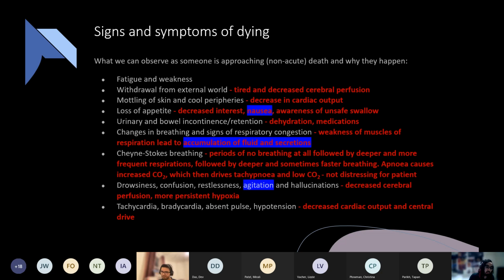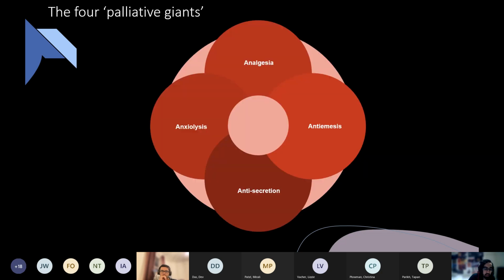The things I've highlighted in blue are part of what I call the big four of palliative care. So if we move on to this bit, the four palliative giants. I highlighted agitation because treating anxiety and agitation is a big part of palliative care. Analgesia: a patient approaching the end of life may not necessarily be in pain, but a lot of them are, because if they're dying from something like cancer, that is often very, very painful.